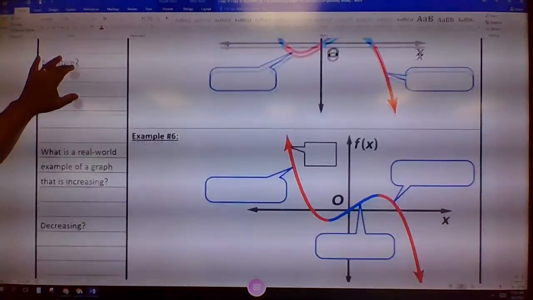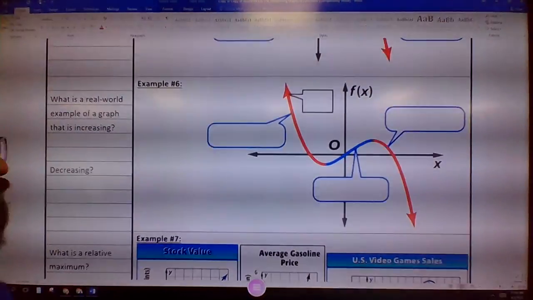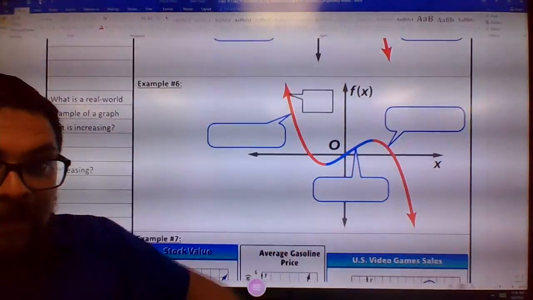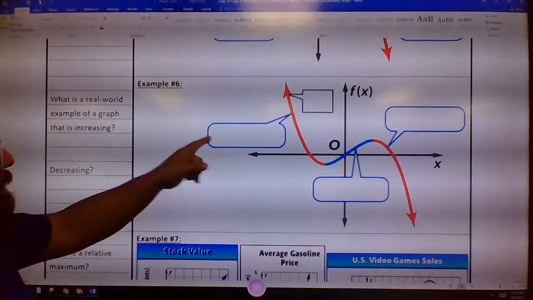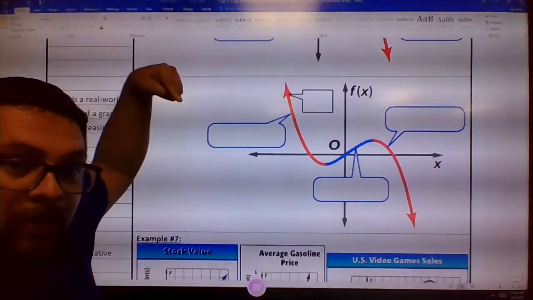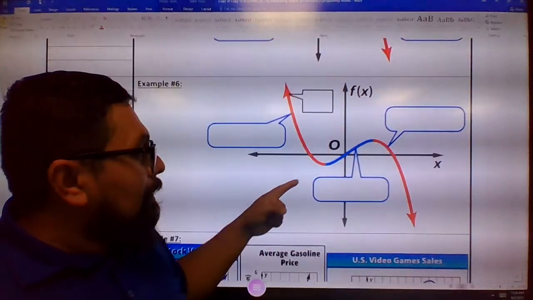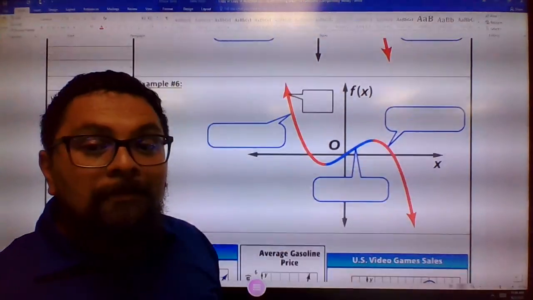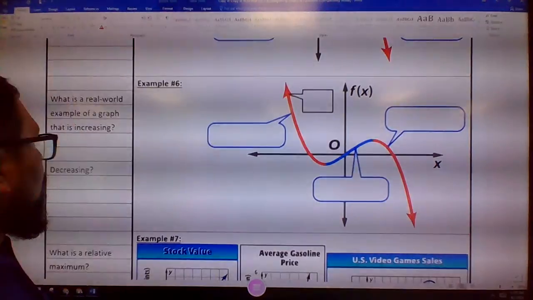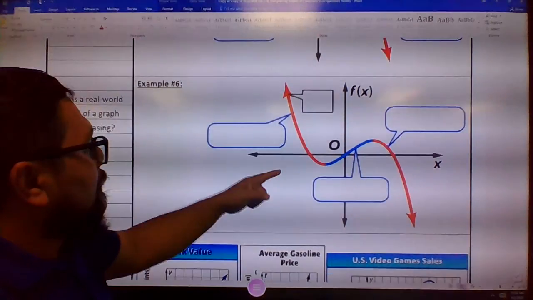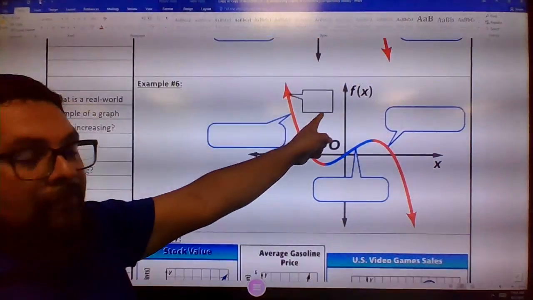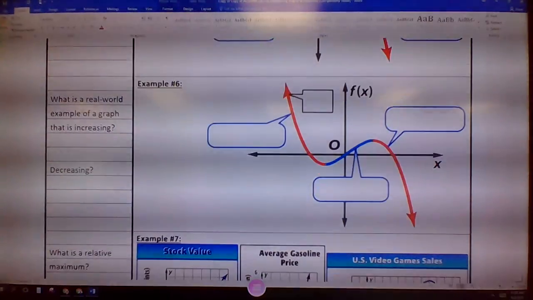Another feature we saw from the graphs is whether they are increasing or decreasing. In this case, the red part is decreasing, because the slopes are negative. In this case, the slopes are going up, so it's positive. And then in the red part here, it's negative. So this is decreasing, increasing, and then decreasing again. Once again, this is f of x, the function.